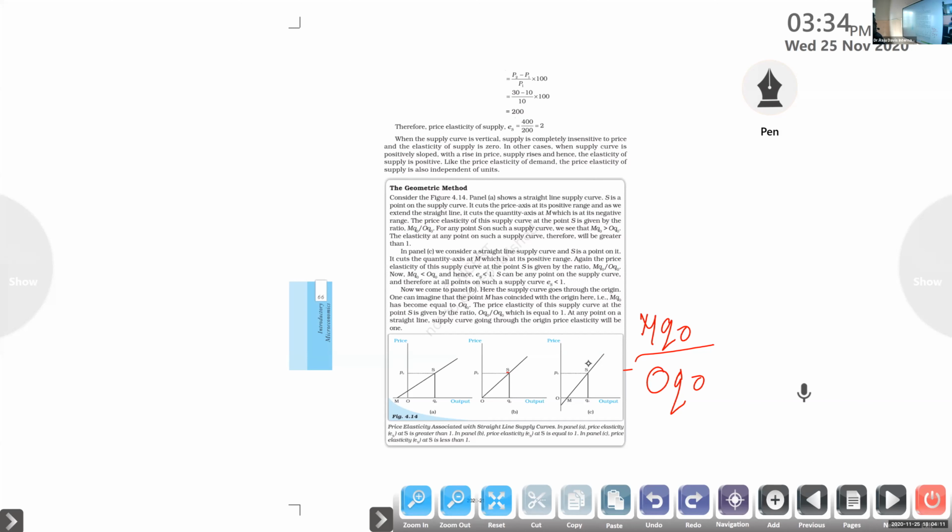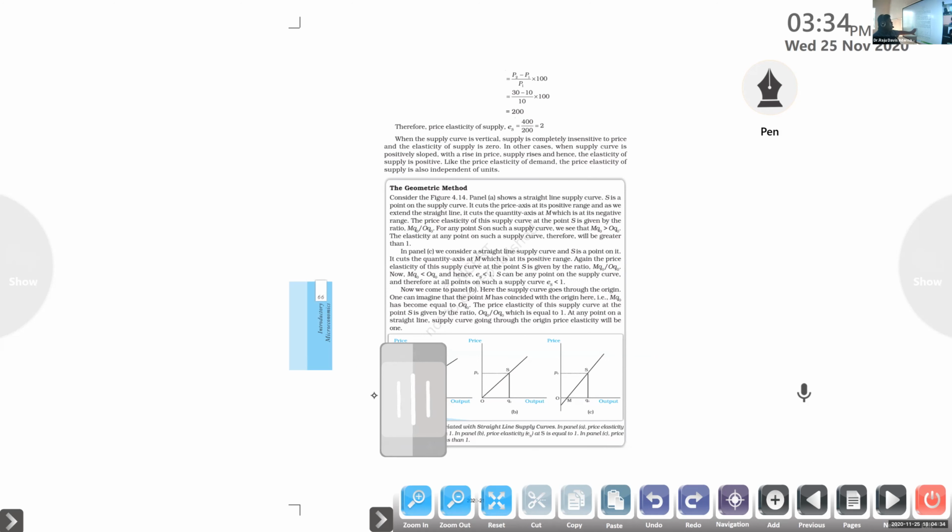In the case of panel A, it is greater than one. And coming to panel C, it is less than one. Some features are there, observe that clearly. Now we come to the panel B. Here the supply curve goes through the origin. It directly starts from the origin. There's no trouble at all.